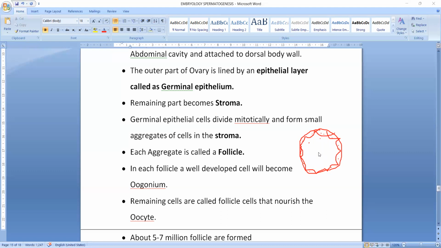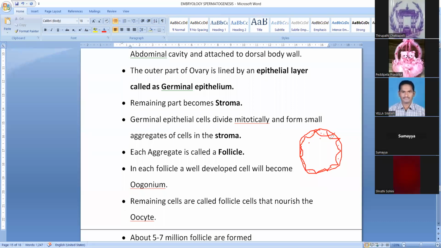In this stroma, each germinal epithelial cell starts dividing mitotically. Every germinal epithelial cell starts dividing, and it forms smaller aggregates, meaning in this one there are many germinal epithelial cells.